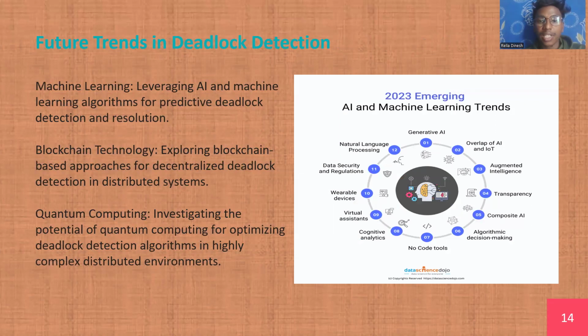The future trends of deadlock detection are machine learning, blockchain, and quantum computing. AI and machine learning algorithms can predict deadlocks and assist detection and resolution. Blockchain technologies are being explored for blockchain-based approaches to deadlock detection in distributed systems. Quantum computing is being investigated for its potential to optimize deadlock detection algorithms in highly complex distributed environments.